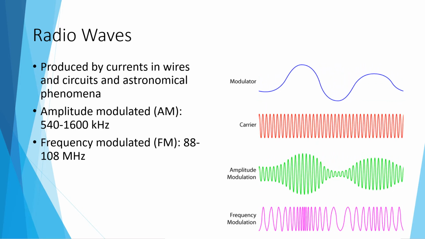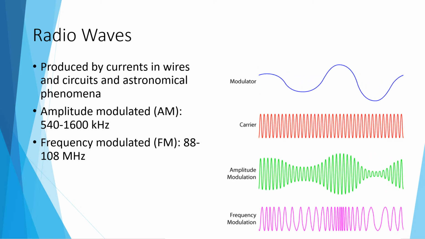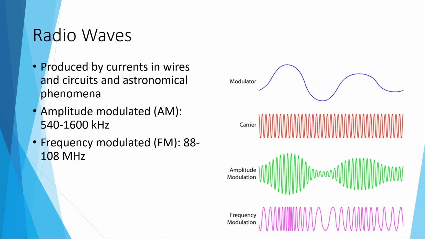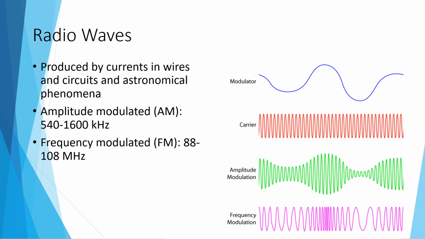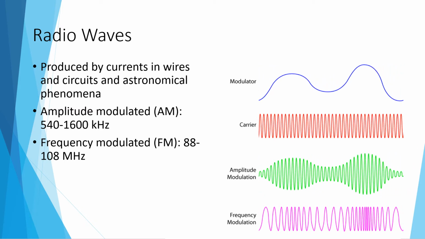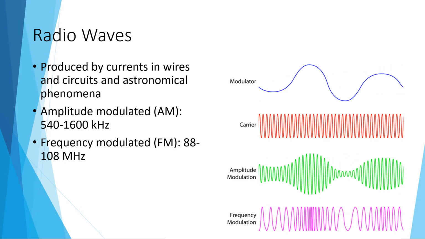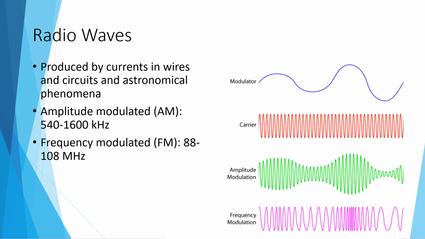AM radio waves range from 540 to 1600 kHz. FM radio waves have a varying frequency between 88 to 108 MHz. FM radio signals are usually clearer because amplitudes of different waves can add, while an FM radio receiver can reject amplitudes other than that of the basic carrier wave.